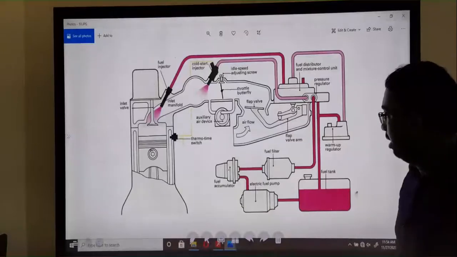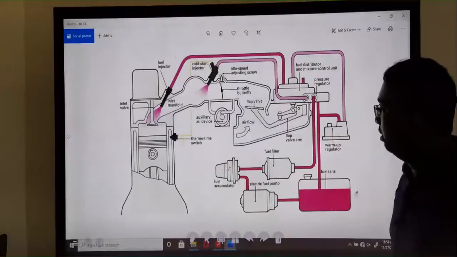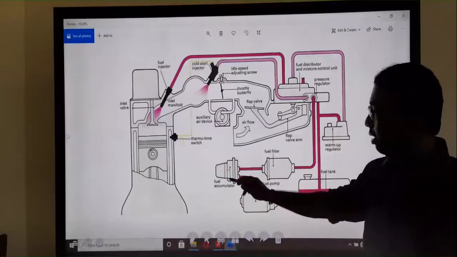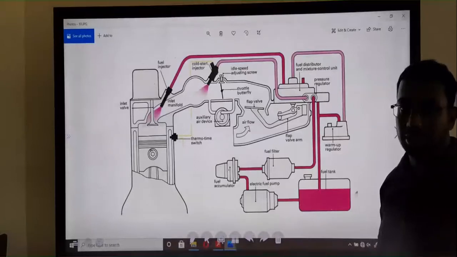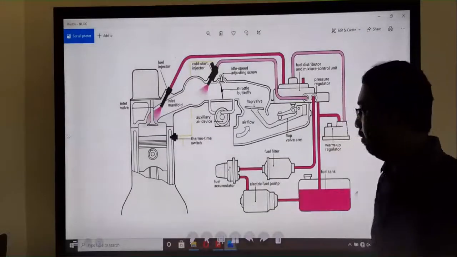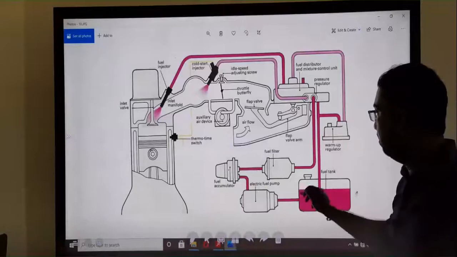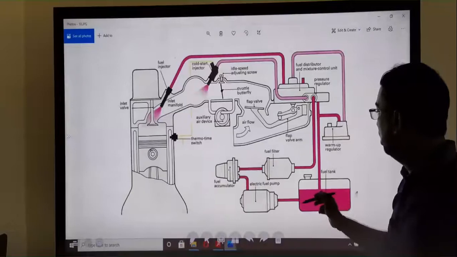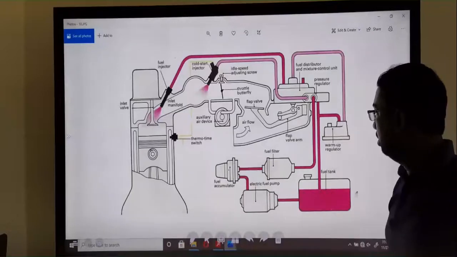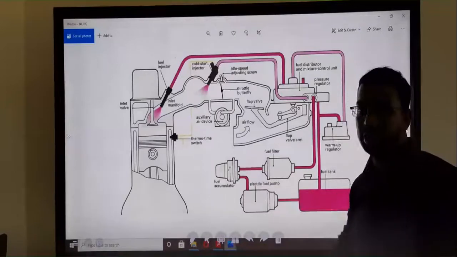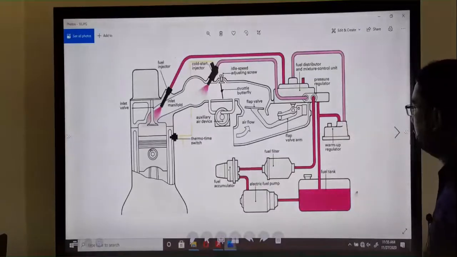So there is a fuel tank. Here also you normally use, this is not a common rail injection. The common rail is mostly used for diesel injection. So this is a gasoline petrol engine. Here we use the fuel accumulator and an electric fuel pump, which supplies the fuel. There is a fuel filter. Accumulator, I already told you what the work of this accumulator is.